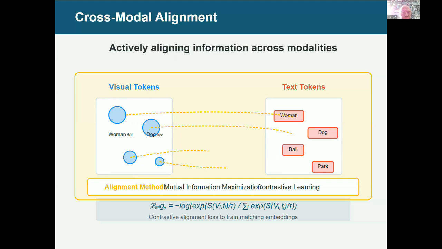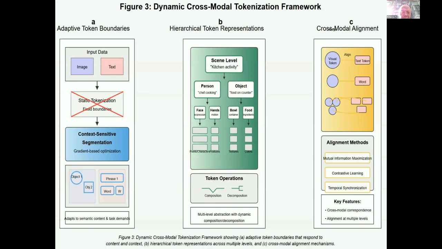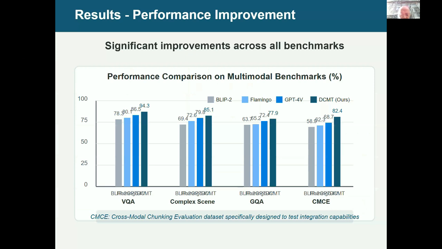Okay, I think I don't have enough time to explain Figure 3, the dynamic cross-modal tokenization framework. So let's just move to our results. Okay, so how well does our approach work?